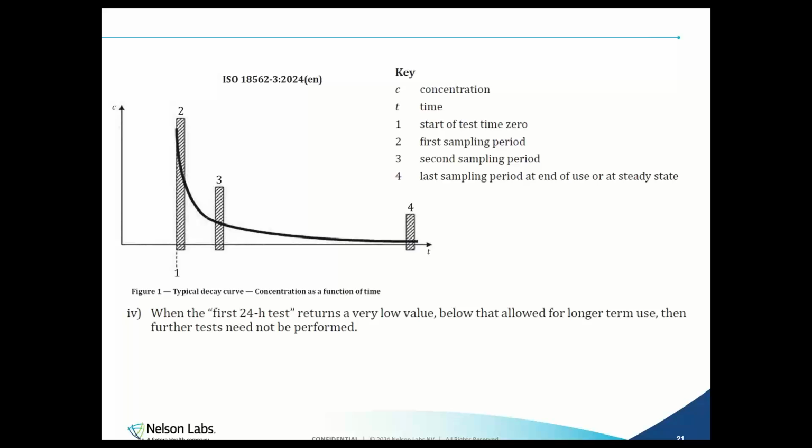As it is hard to explicitly know how many VOSs are going to come off of the device when designing a study, it may be beneficial to do multiple days of testing, 3 or 4. However, within this new standard, it states that when the first 24-hour test returns a very low value, below that allowed for longer-term use, then further tests need not be performed. Essentially, if all the compounds seen on the second day of testing, marked by a 3 on this decay curve, are below the calculated tolerable exposure values within the tox risk assessment, no further testing is needed, and that last sampling period is not needed.